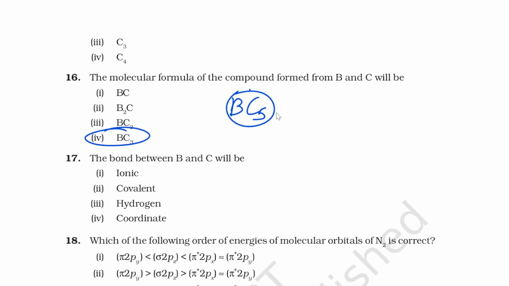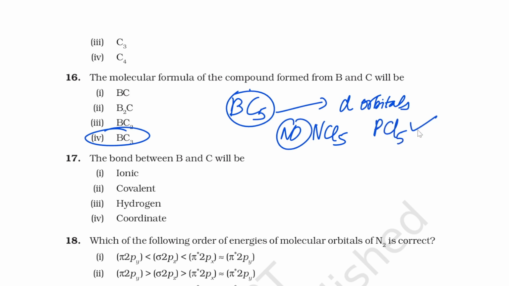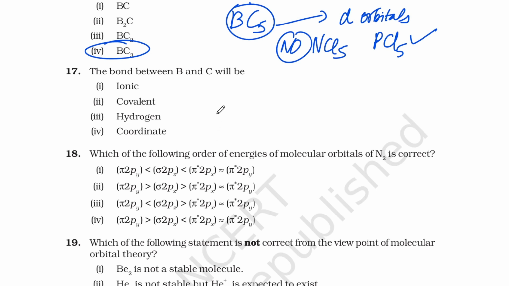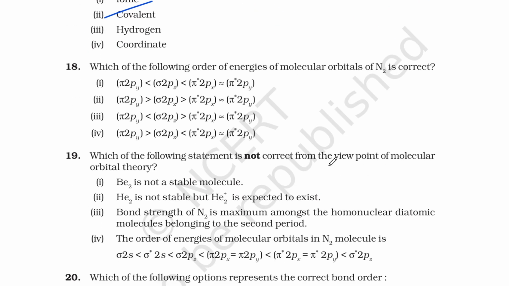And this is interesting because it has d orbitals. Okay. There is no NCl5, but PCl5 exists because it has d orbitals, so it expands the octet and all of that. The bond between B and C will be covalent. आगे बढ़ा जाए. Nice. I like this comprehension kind of question where you can just do things so quickly and in a fun way.